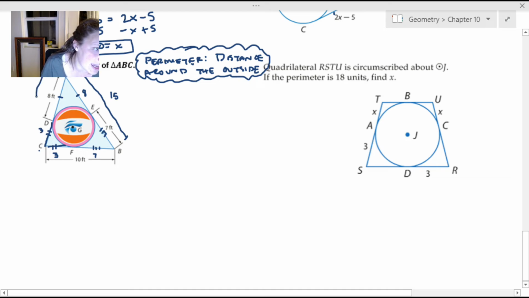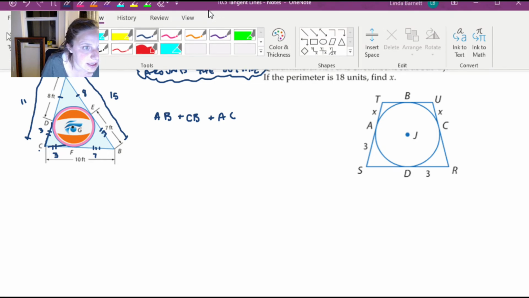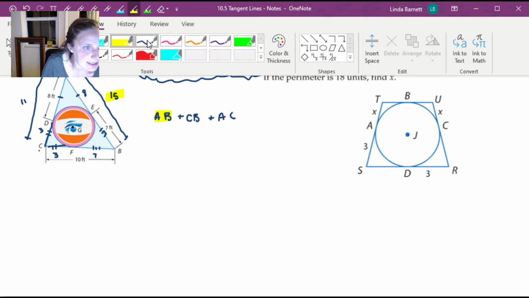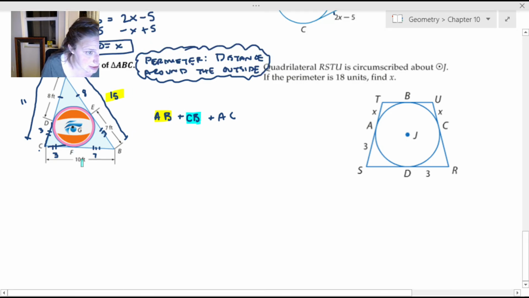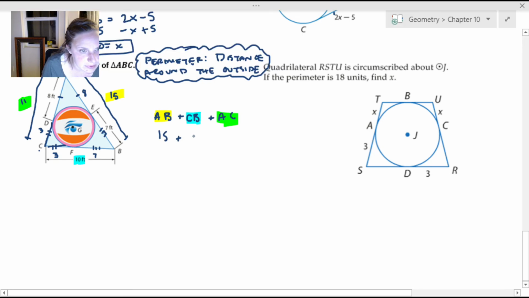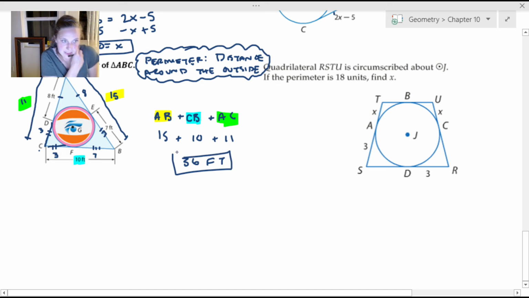So then I know that 8 plus 3 is 11. And now I'm just adding up my distances: AB plus CB plus AC. AB is 15, CB is 10, and AC is 11. So I can just substitute those in. 15 plus 10 plus 11, 25, that's 36. So it's 36 feet because it's a perimeter. It's a distance around the outside.